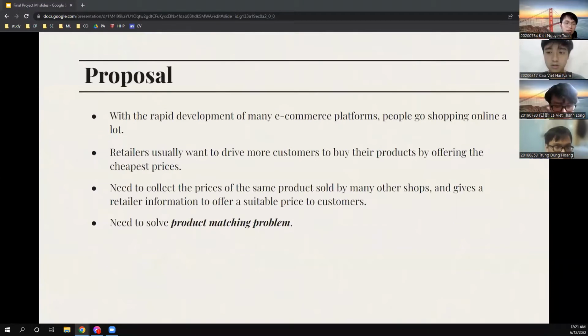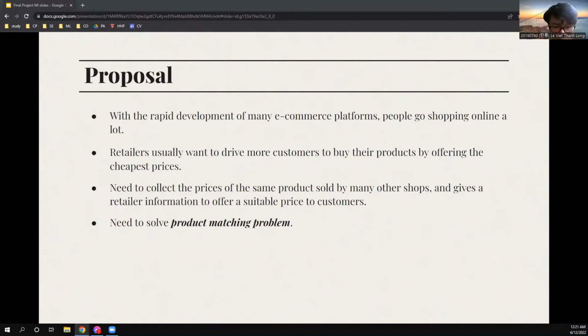With the development of e-commerce platforms, people go shopping a lot nowadays. As a result, retailers want to collect the prices of the same product from many other shops in order to offer the best price to attract customers. To help with this, we develop a system to solve the product matching problem.